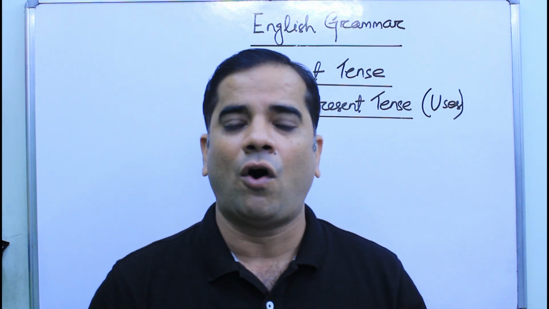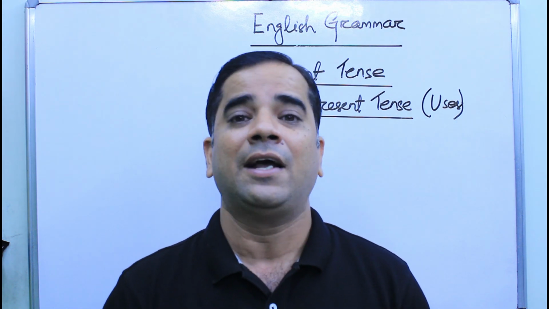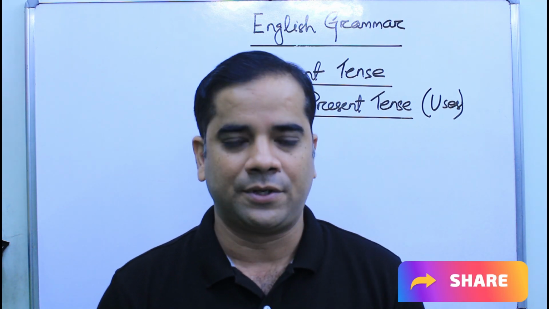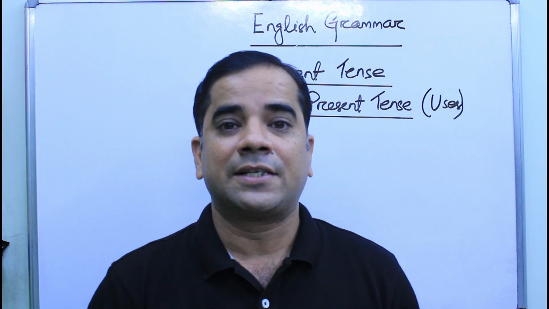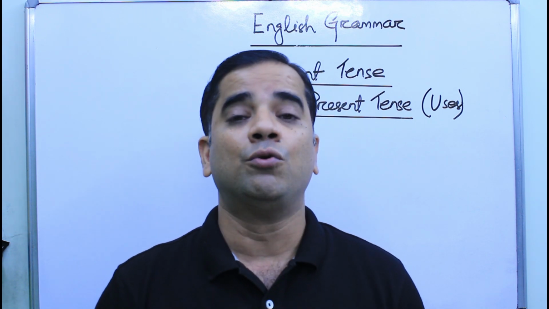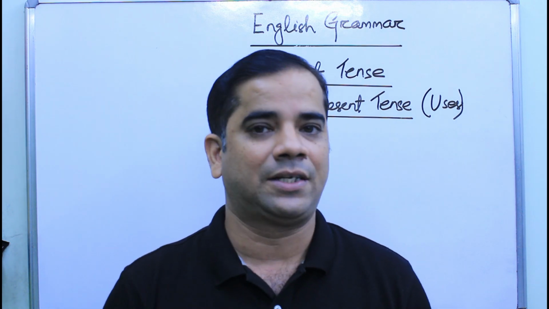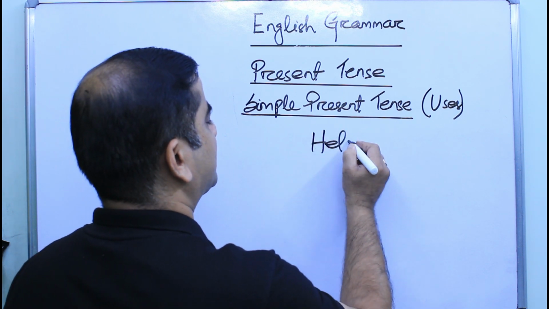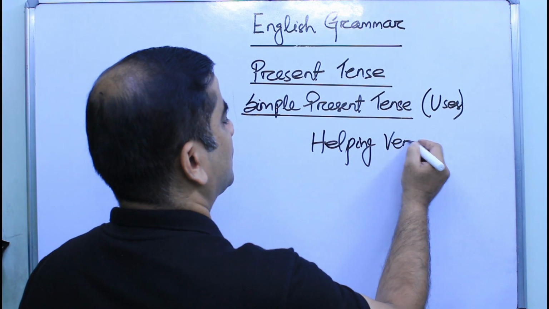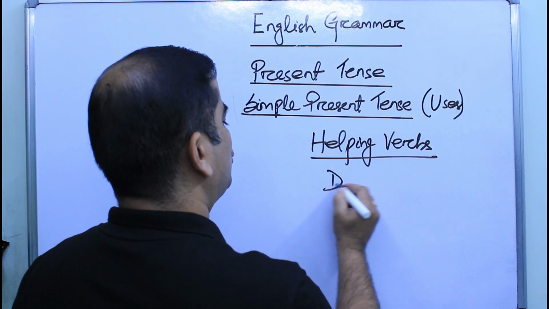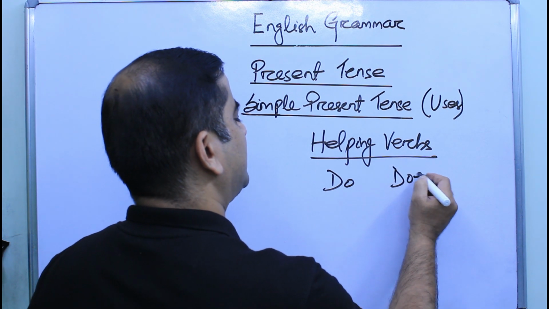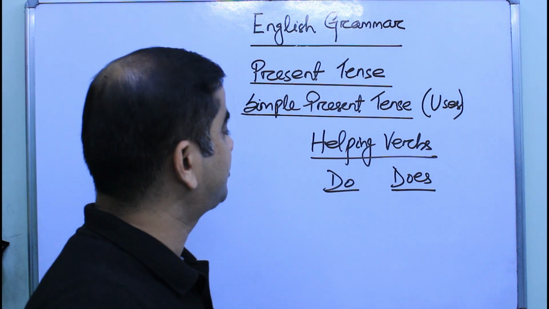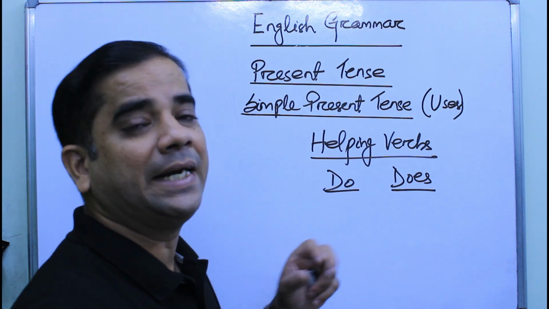Okay, students, we have already discussed verbs and helping verbs in the videos. In each tense, some helping verbs are used to make us understand the tense. Okay, so in case of simple present tense, we have two helping verbs. Those are do and does. Do and does are the two helping verbs. Those are used in simple present tense.